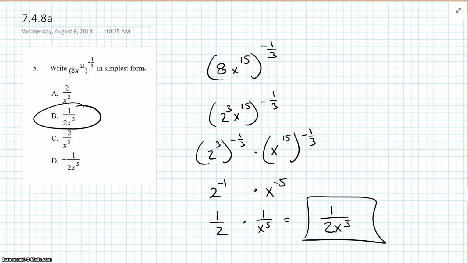Okay, make sure you understand your properties of exponents. That's going to be the biggest thing to help you get through this. Okay, just take your time, take your steps, and follow through. Good luck.